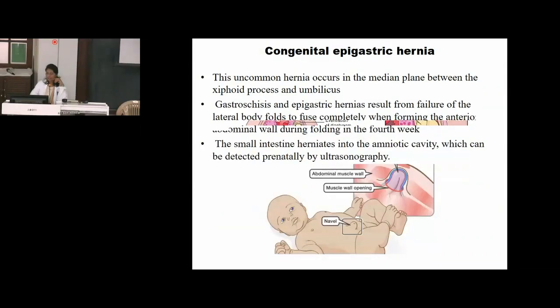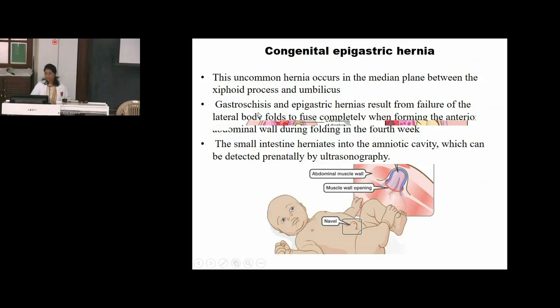There is something named the congenital epigastric hernia. What we can see here is swelling towards the umbilicus. This is an uncommon hernia. What is the most common? The left posterolateral defect due to faulty formation of the pleuroperitoneal membrane. This one is uncommon. This uncommon hernia occurs towards the median plane.